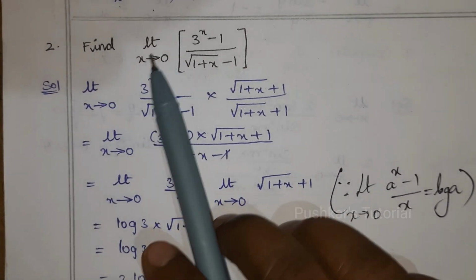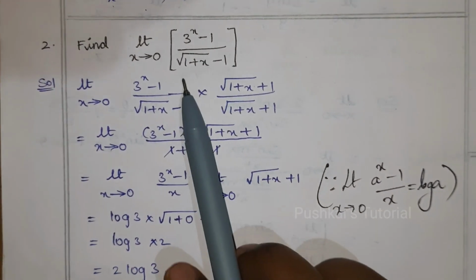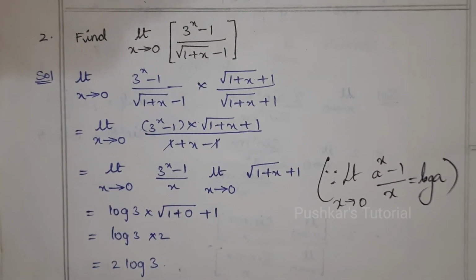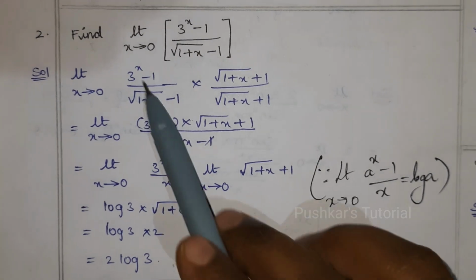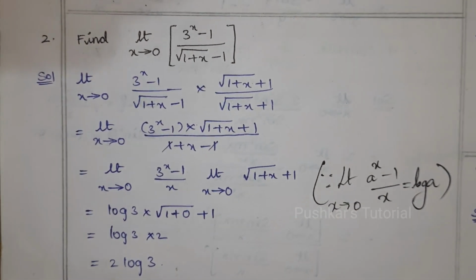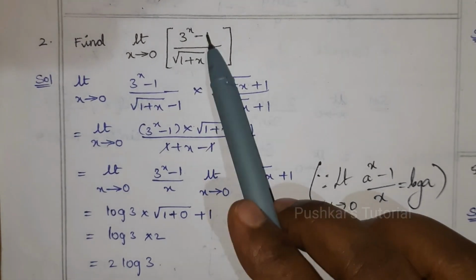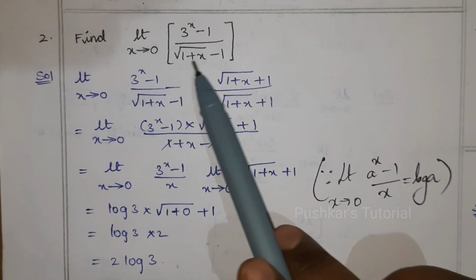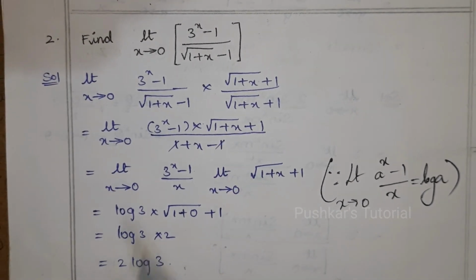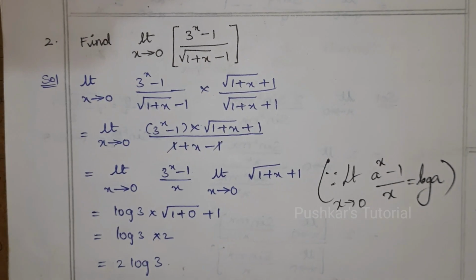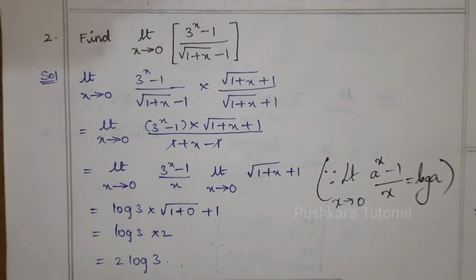Next, second problem. Limit x tends to 0 of 3 power x minus 1 by under root 1 plus x minus 1. Again we have to check by putting 0 in the place of x. 3 power 0: anything power 0 value is 1. 1 minus 1 is 0. Root 1 plus 0 is 1, 1 minus 1 is 0. Again we are getting the same 0 by 0, so we have to apply some simplifications.